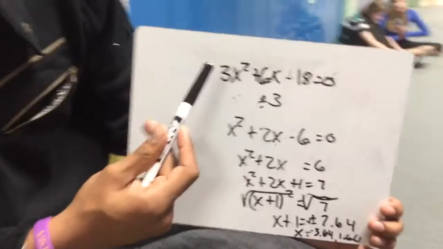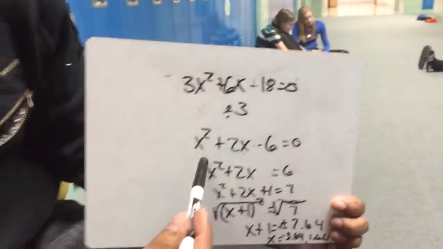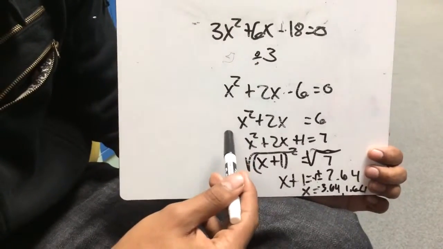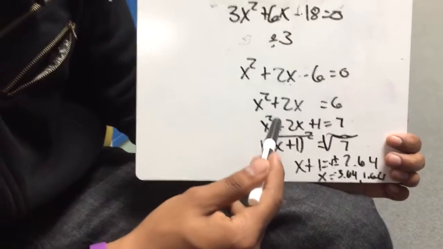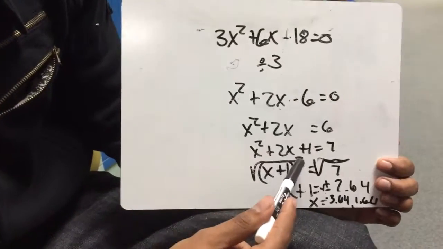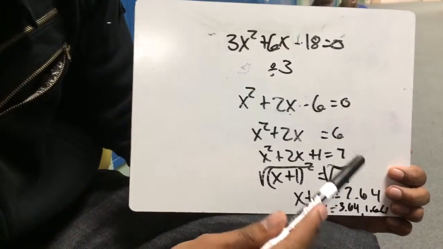Okay, completing the square. Well, first we got our example problem here, okay? Then you gotta find the greatest common factor of this, which is 3. Then you divide it all by 3, okay? So you get x squared plus 2x minus 6 equals 0, okay? Then you add 6 to both sides. You get x squared plus 2x equals 6. Then you take b, which is 2, take half of b, and then square it, which is 1. Then you get x plus 1 squared equals 7.